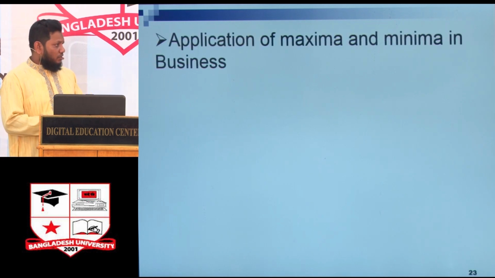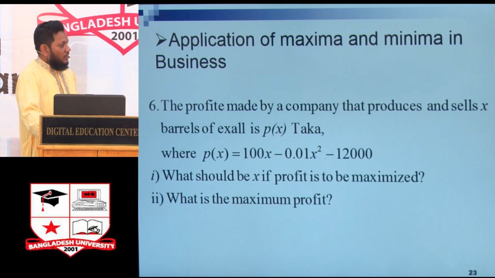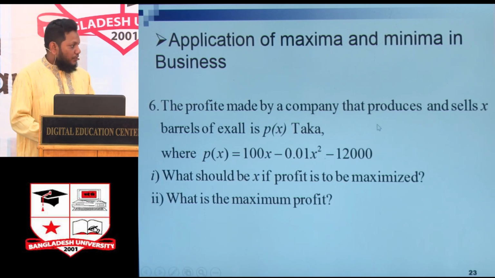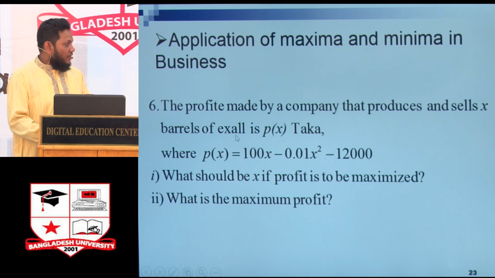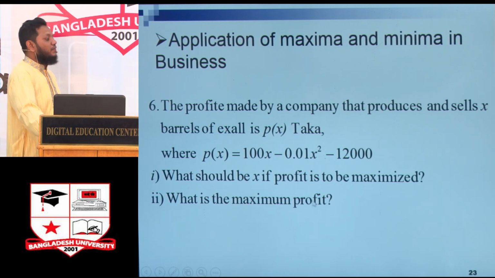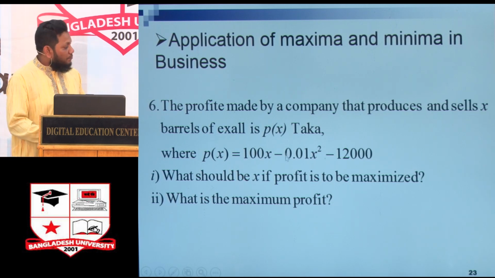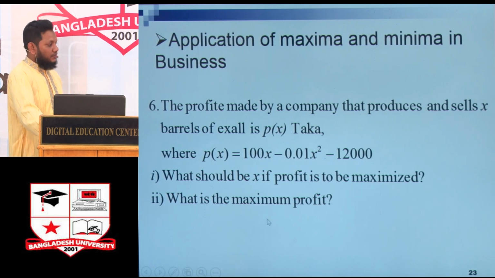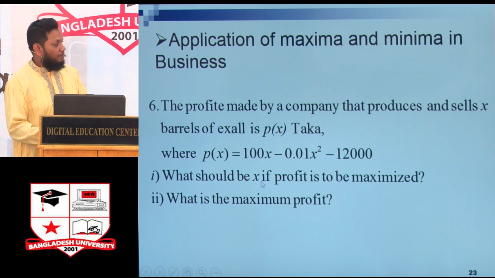And applications of maxima or minima in our business: the profit of a company that produces and sells x barrels of oil is P of x. If P of x is the function 100 times x minus 0.01 x square minus 12,000, then what should x be if profit is to be maximized? That is, we have to maximize this profit function. And what is the maximum profit? That is, at the maximum stationary point, what will be the P of x? What is the maximum profit?